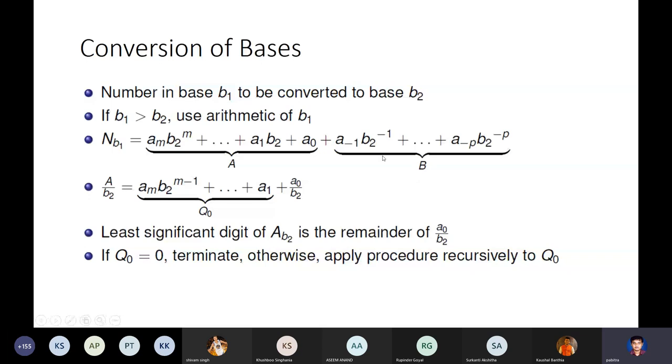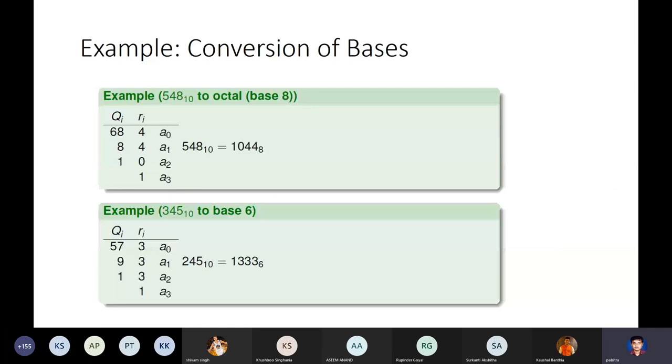If you want to convert B1 to base B2, keep on dividing B1 by B2 and look at the remainder. And this would give the least significant, second least significant, and so on, those digits. I don't think I need to do further examples. I think this is all clear, and this is just a recapitulation. So any question on this? Did I miss anything?